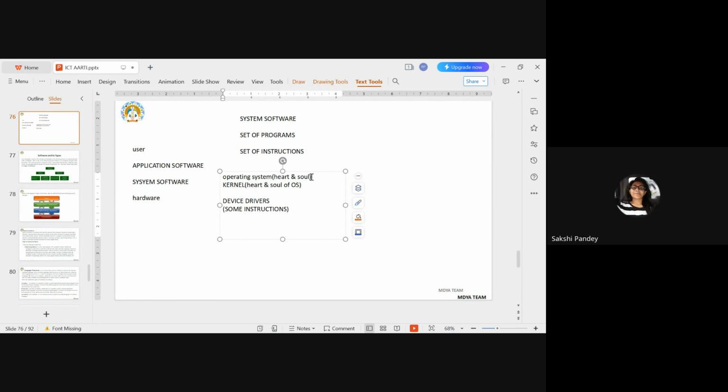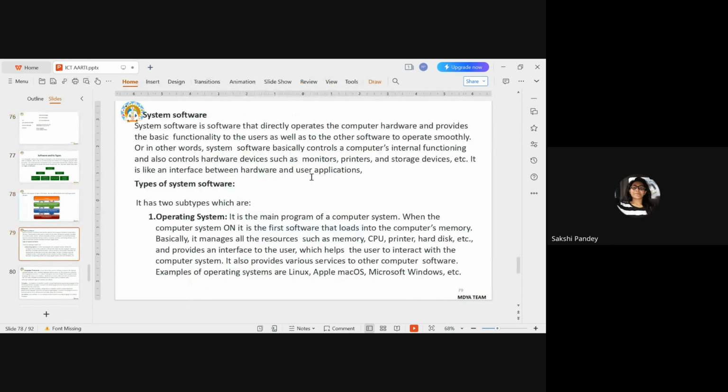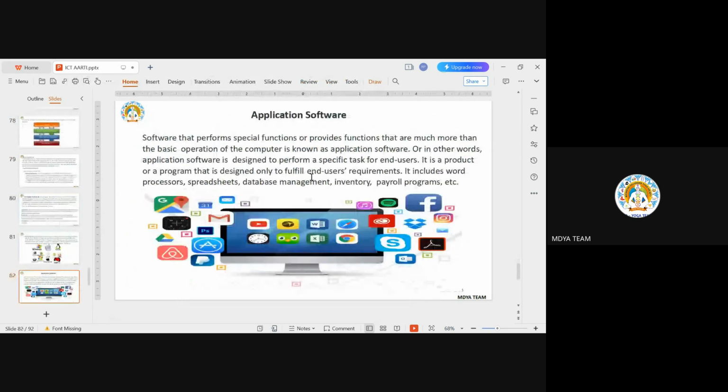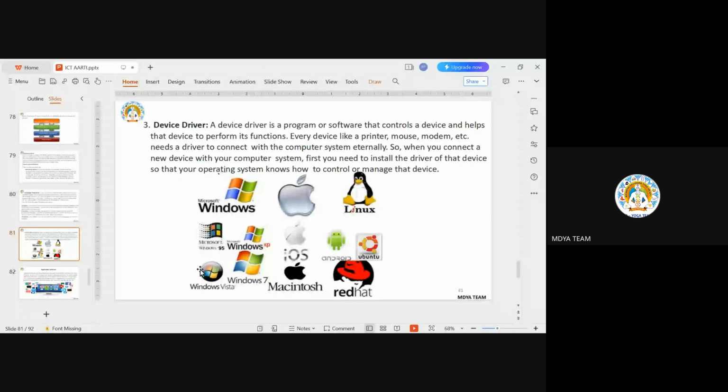Okay. Ma'am, when you were teaching about device drivers, you mentioned Microsoft Windows, iOS, Linux. So do these all have their drivers? One second. Device driver, you have given the example. Are you saying about this? Yes, ma'am, this.